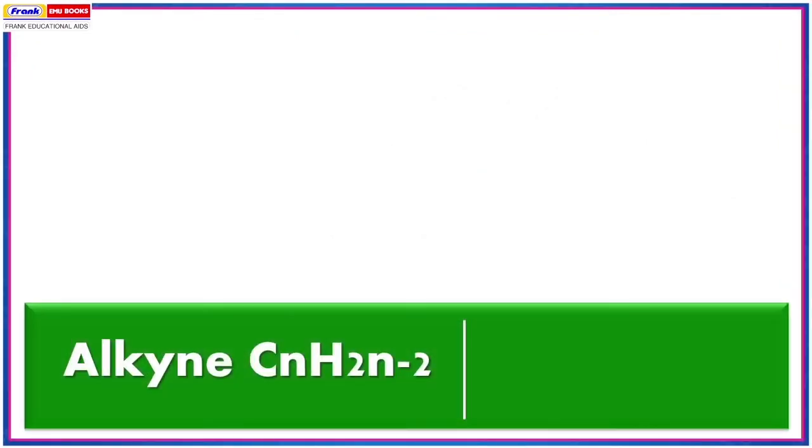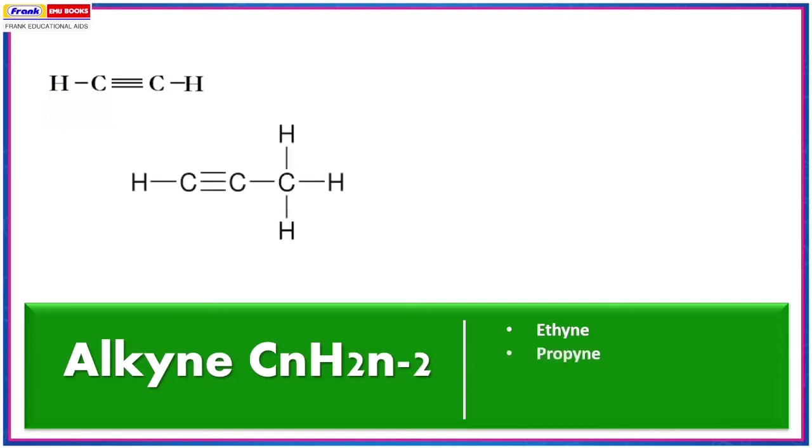Alkyne, CnH2n-2. Ethyne. In the diagram, we observe the chain is of two carbon atoms with a triple bond between both the carbon atoms as HC≡CH. Here the valency of the carbon atoms has been satisfied with the triple bond. Propyne, we observe that the chain is of three carbon atoms as HC≡C-CH3. Here the valency of the carbon atoms is satisfied, forming a triple bond between them.